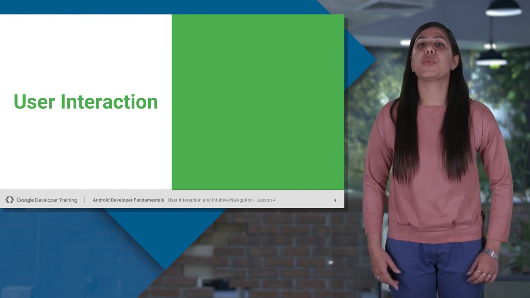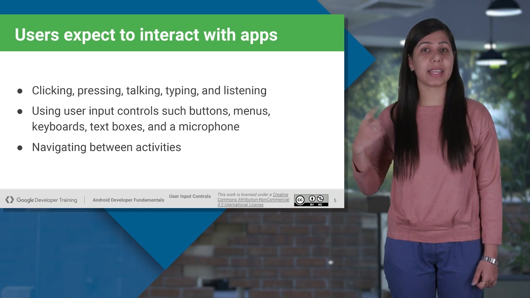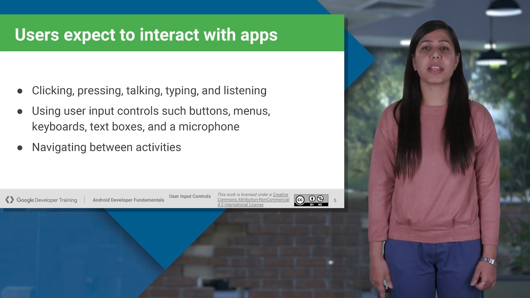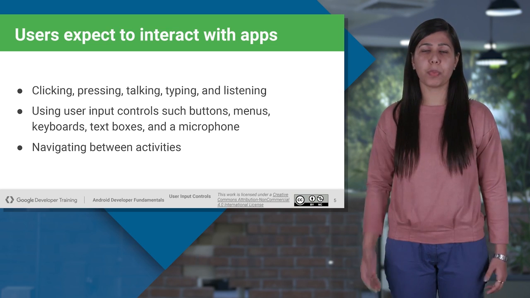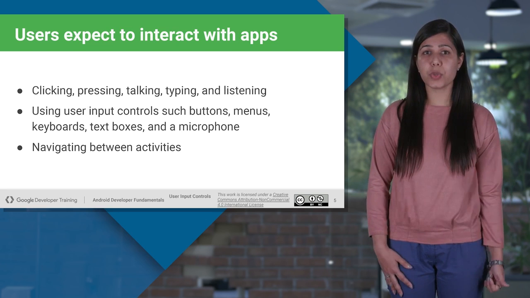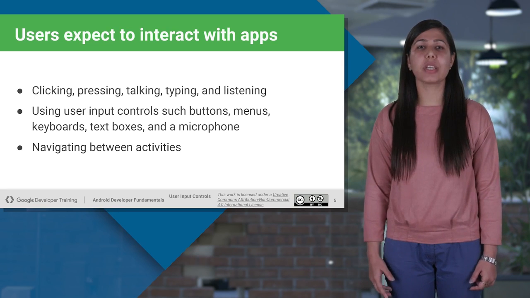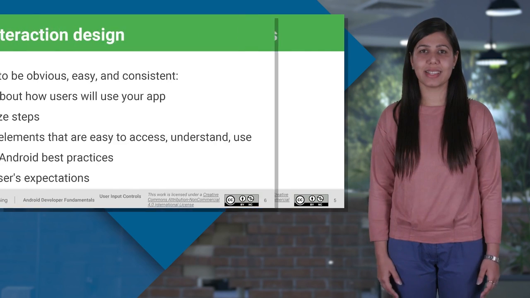Let's get started with user interaction first. Users interact with apps by clicking buttons, long pressing text, getting a window pop-up, talking like we do with Google Now, and listening to music from music players. Android provides you all the input controls you need for such interactions.